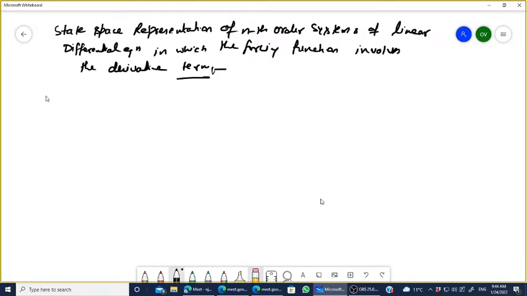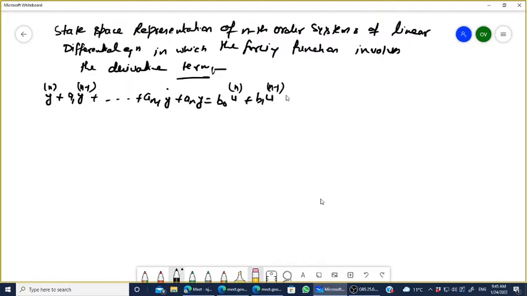So derivative term means, let's say this is one of the linear differential equation where y to the power n, that is the nth derivative, plus a1 y^(n-1), the (n-1)th derivative, plus dot dot dot up to a_(n-1) y dot plus a_n y, is equal to b0 u^(n), the nth derivative of u, plus b1 u^(n-1), that is the (n-1)th derivative of the input, the forcing function, up to b_(n-1) u dot plus b_n u.